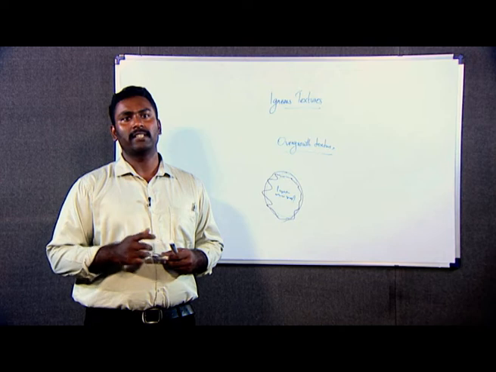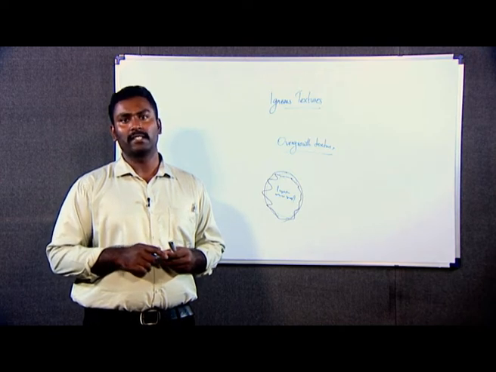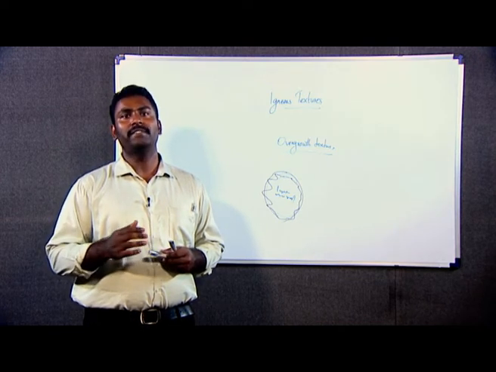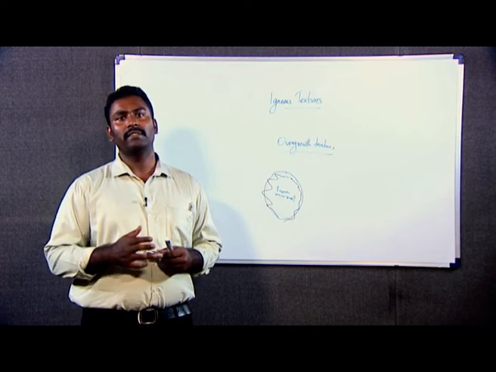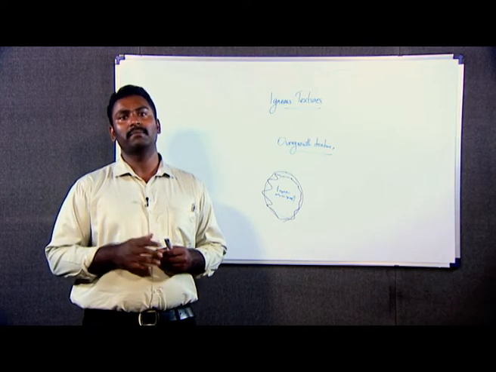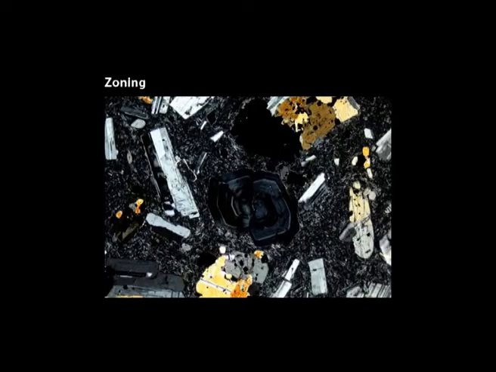Zoning is a texture in which, from a single crystal, we can see different zones, and within those zones we will have slightly different compositions of associated minerals. As you can see in this figure, there is a rounded, zoned crystal of plagioclase feldspar, and in that plagioclase feldspar the inner composition and the outer composition vary. That variation is from calcium to sodium concentration. So zoning is typically exhibited by solid solution minerals.